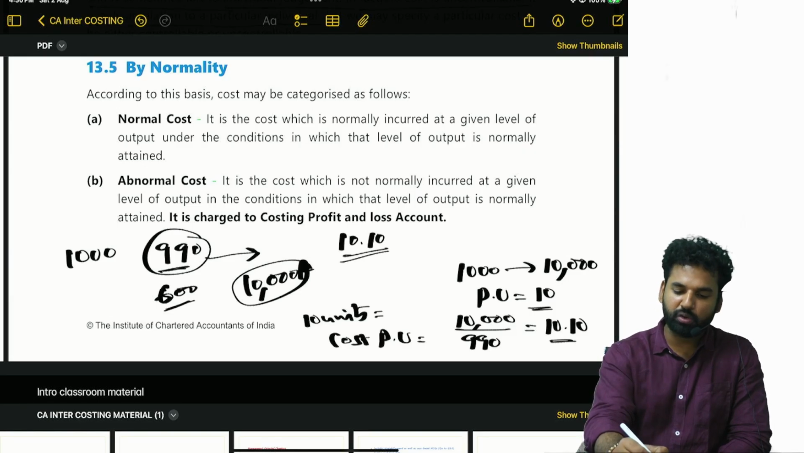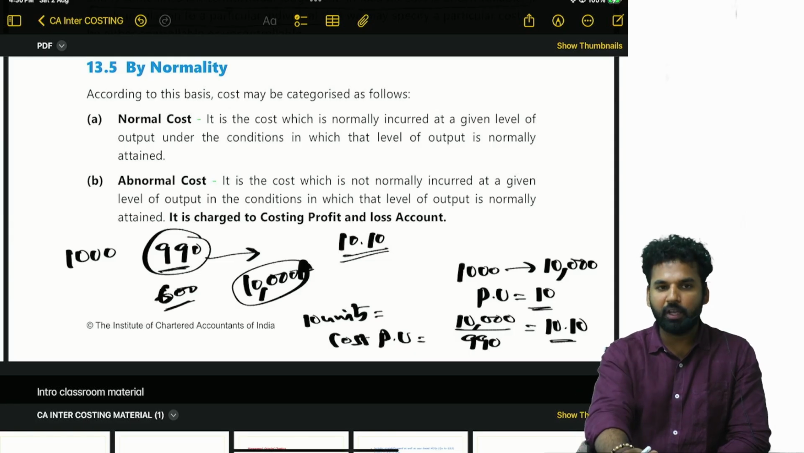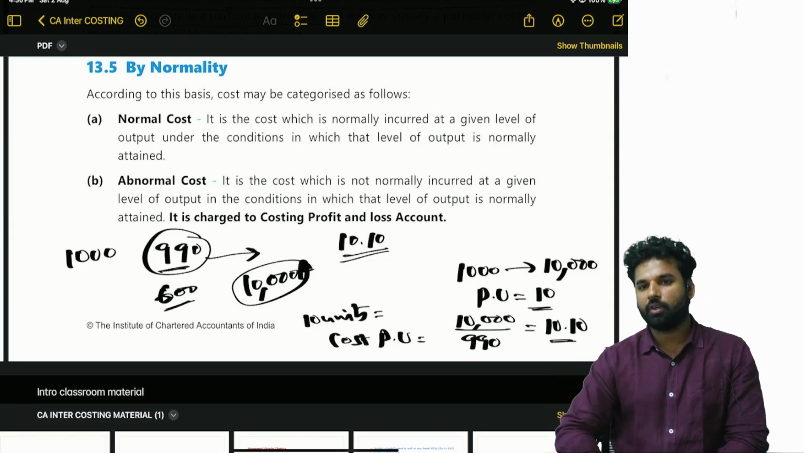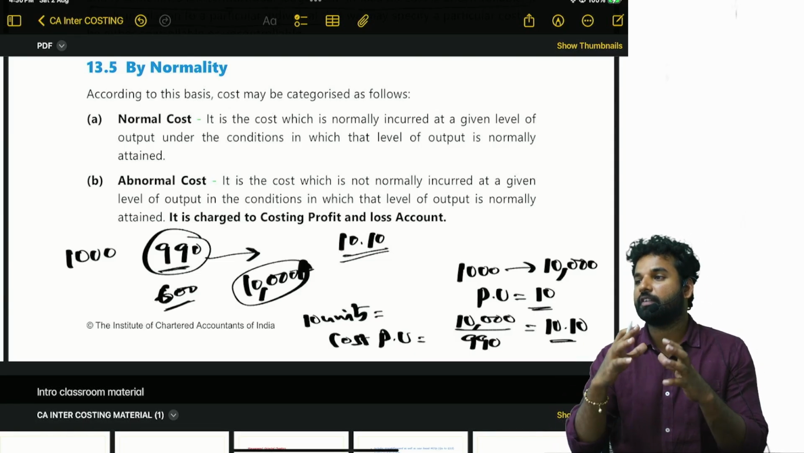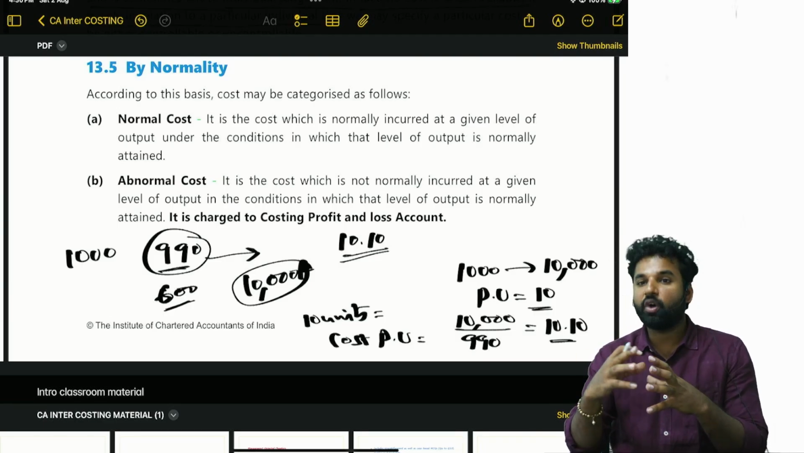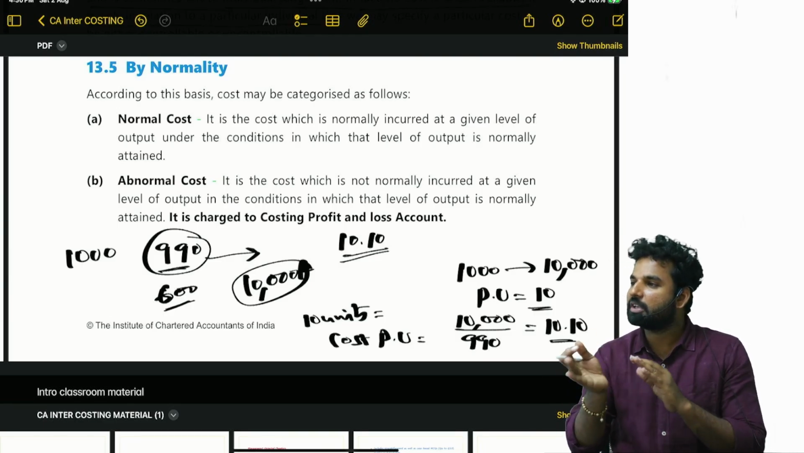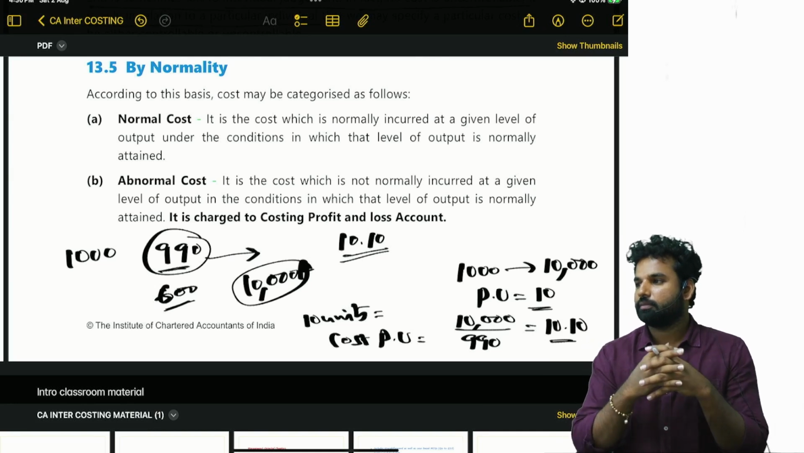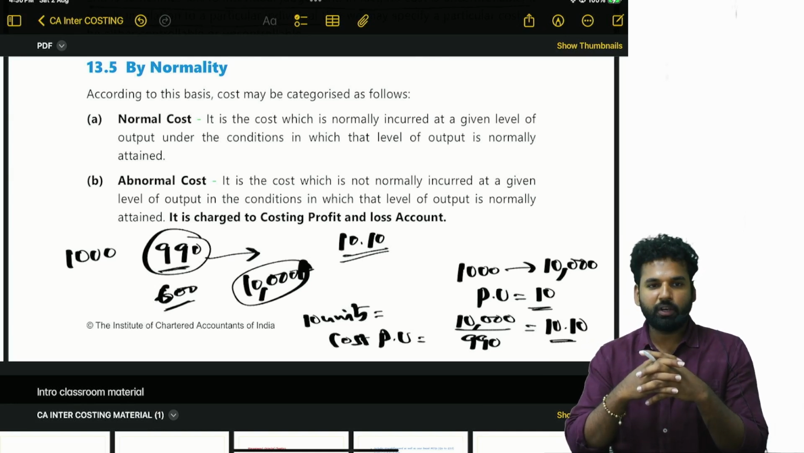Only your material cost. It cannot be 20 rupees, or more than that. So whatever the abnormal loss you are incurring, that cannot be charged to the material.